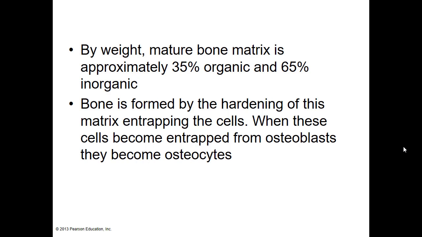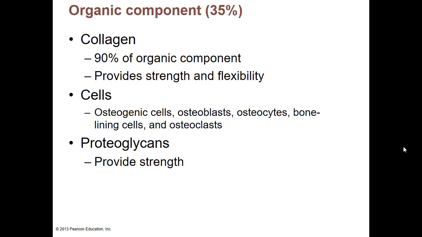Now, by weight, you have about 35% of your bone is the organic: the proteins, the collagen, the different sugars in there, and about 65% is inorganic, the calcium and the phosphorus. Now, as bone is laid down, these different types of compounds are put in there, and they eventually surround all of the cells. The osteoblasts that laid it down become osteocytes, and they just hang out in there. But I want to talk about what the organic part does.